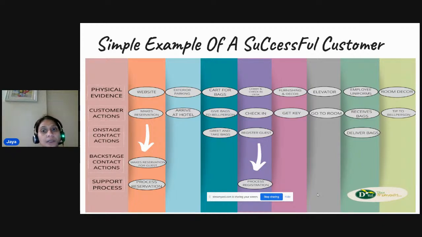Then is the support process. So when these things come, like physical evidence, customer action, on stage, backstage, both the consumer as well as the hotel are involved in it. And the last part which comes is the support process. So how do we understand what the support process is? When the guest has arrived, checked in, and done each and every formality, the last point which comes is that when he's staying at that hotel, he should get good support, whatever service he requires while living in that particular hotel.